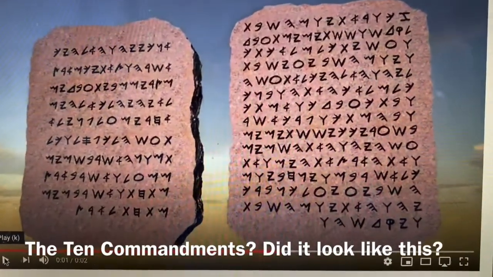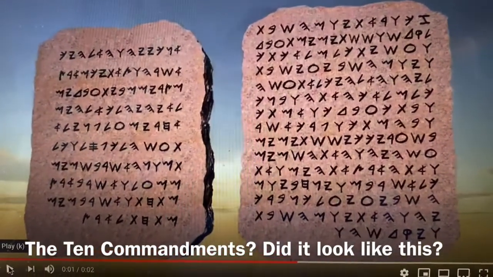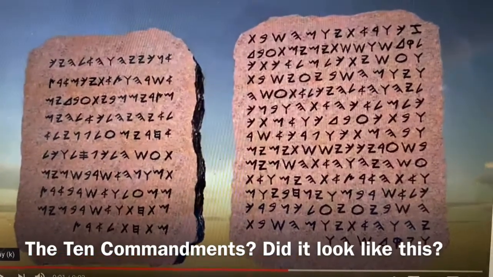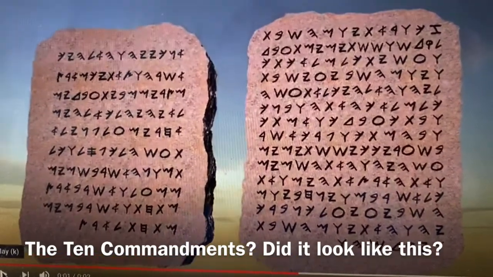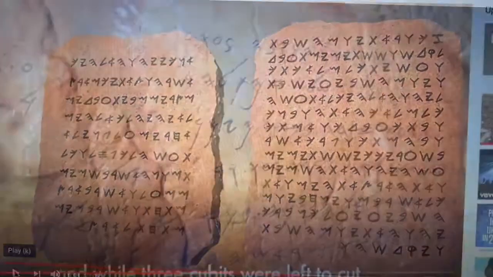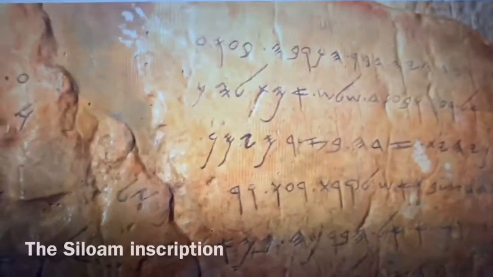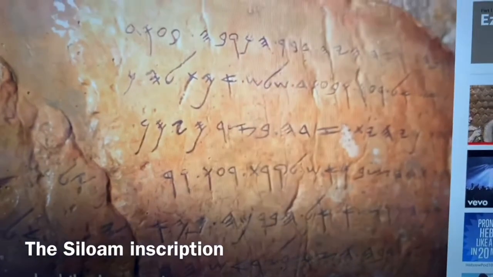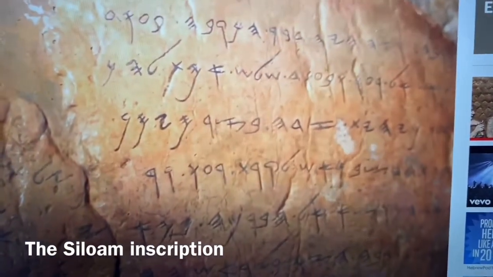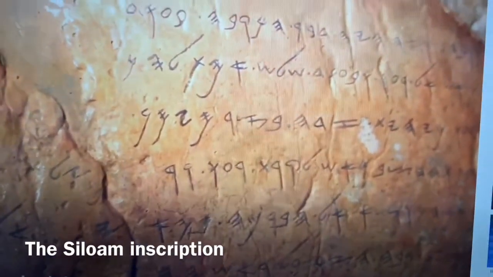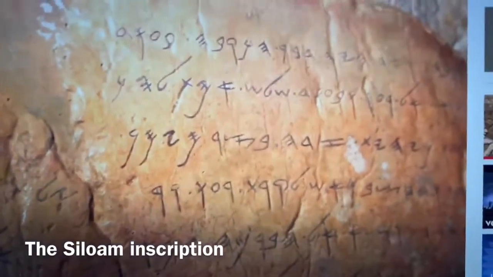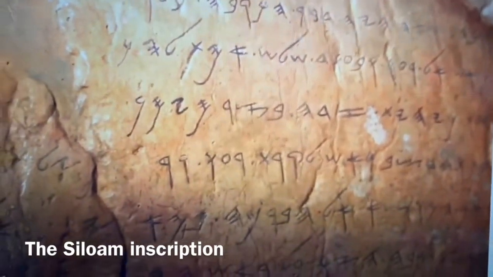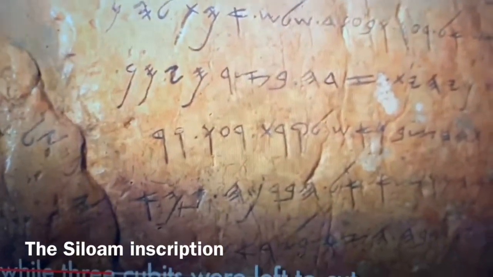Could this be how the Ten Commandments would look, written in Paleo-Hebrew, the script of that time? The Siloam inscription and the Hezekiah tunnel. This is not the original. The original is now in Turkey. This is a copy. Look at the script. It is placed there.